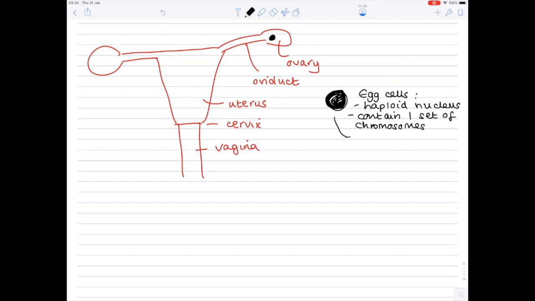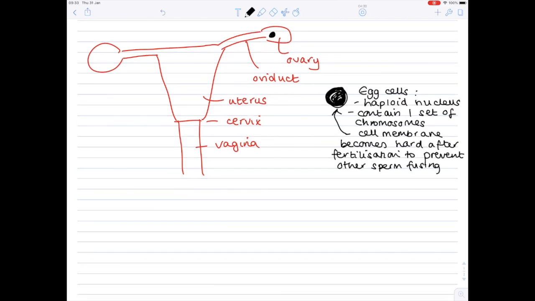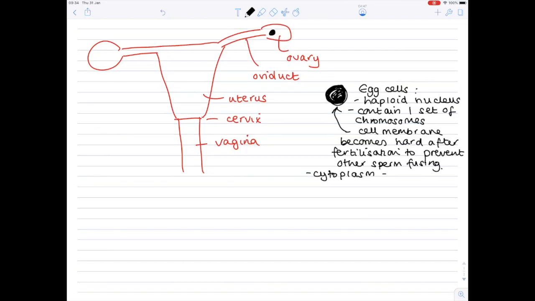The cell membrane, so this bit here, becomes hard after fertilisation, so once the sperm has fused. And why? Well, that's to prevent other sperm coming along and fertilising the egg. It has lots of cytoplasm, which we know is where chemical reactions take place, but the egg cell cytoplasm contains plenty of nutrients for the growth and development of the future embryo. And lastly, a jelly coat provides protection and again hardens after fertilisation.